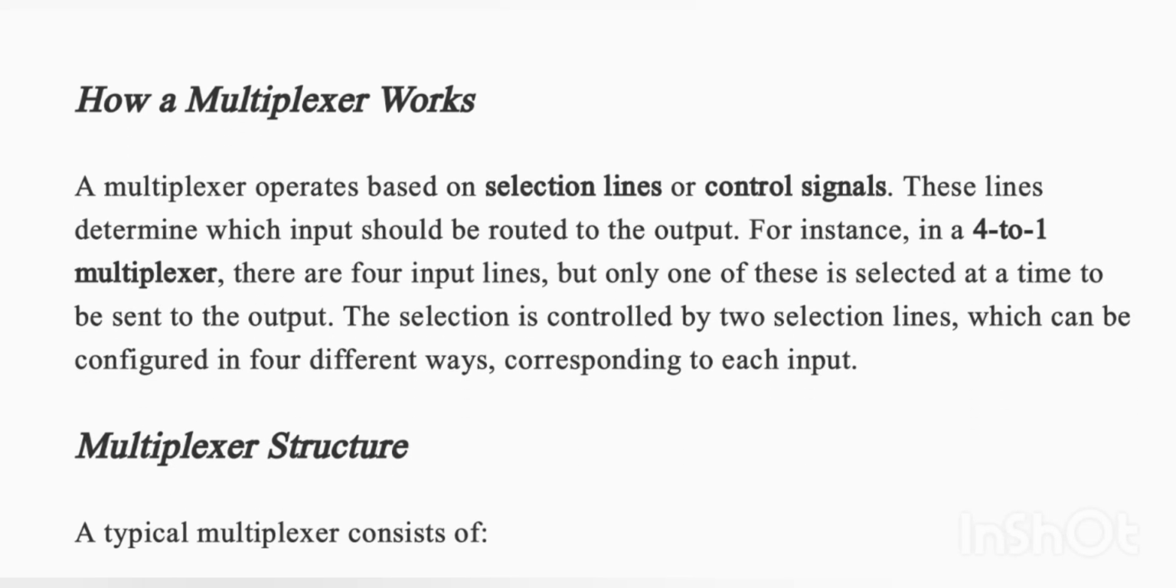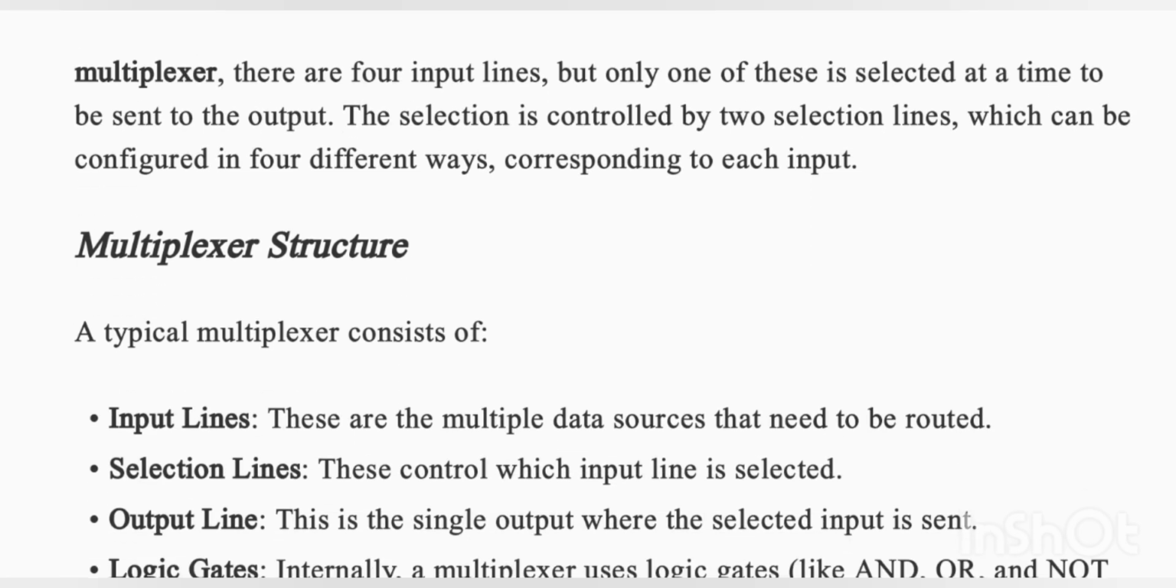How a multiplexer works. A multiplexer operates based on selection lines or control signals. These lines determine which input should be routed to the output. For instance, in a 4-to-1 multiplexer, there are 4 input lines, but only one of these is selected at a time to be sent to the output. The selection is controlled by 2 selection lines, which can be configured in 4 different ways, corresponding to each input.